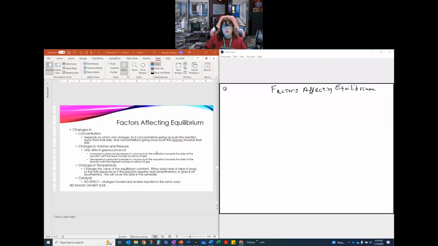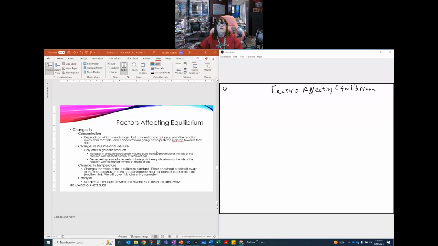We can look at changes in volume and pressure. Now, this is really only important for the gases. Generally speaking, as the pressure goes up, the system wants to alleviate that in some way, and one of the ways it can do that is by having fewer moles of gas. So whichever side of the equation has fewer moles of gas, that's the direction we're going to shift. Changes in volume: if we make the volume bigger, there's more space for moles of gas, so that typically means we're going to shift in the direction of more moles of gas for a bigger volume.